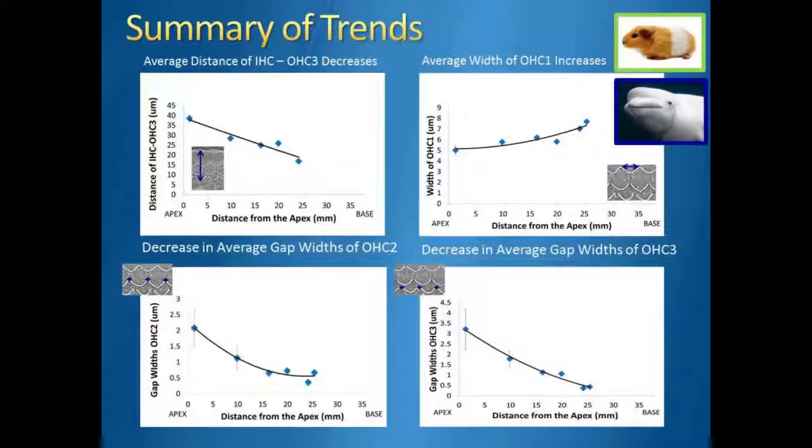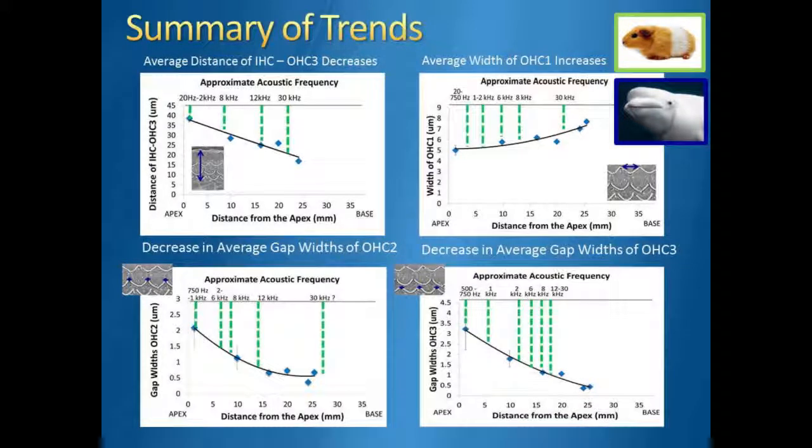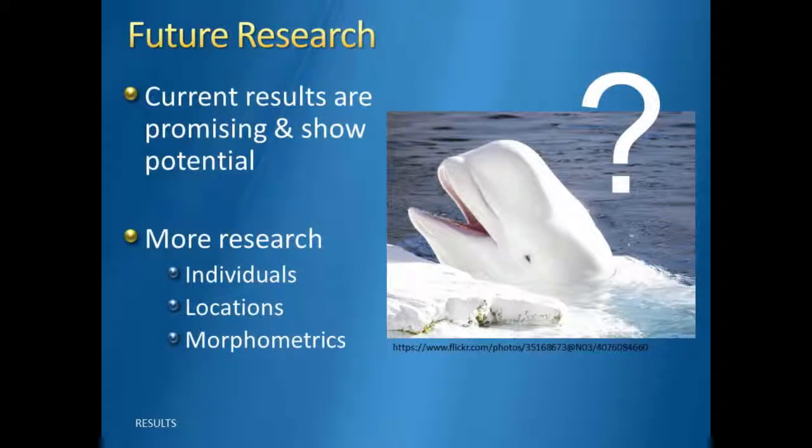So these are the other trends we saw. So again, the first graph we just looked at, and we also see a decrease between the gaps in that second row of cells, outer hair cells, and the third row of outer hair cells. So they all decrease as we move to the base. And then in the width of the outer hair cell, that actually increases. And these are all trends that are consistent in land mammals. And again, looking at the guinea pig, we've overlaid the frequencies. And again, as I touched on, there's the gaps, but I'm going to talk about that in a minute.